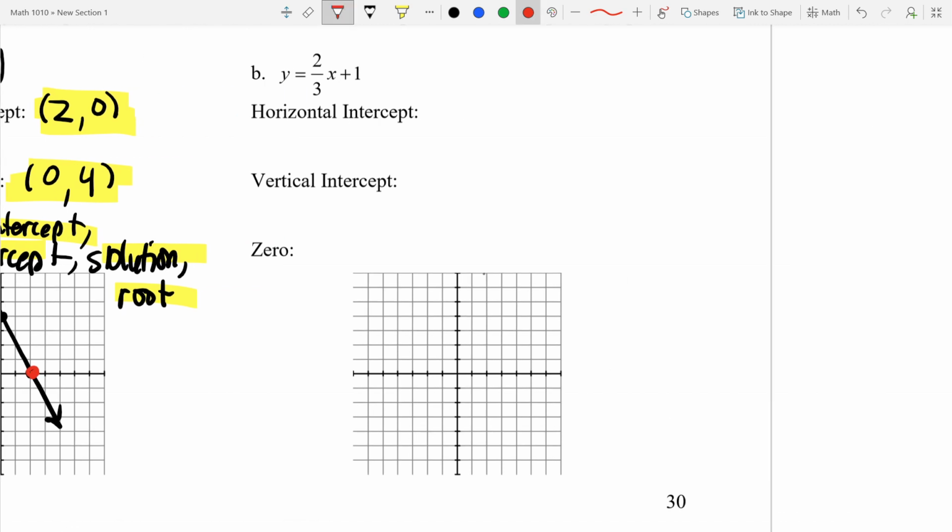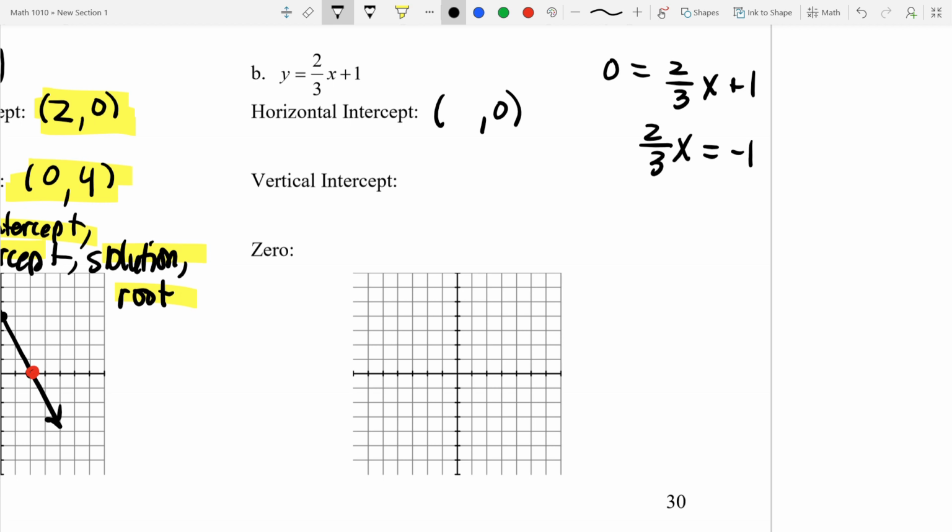Horizontal intercept. You guys, horizontal is x. So you let y be a 0. Now this is going to be a little bit tougher, so watch with me, okay? Everybody go 0 equals 2/3 x plus 1. Everybody in the room, shout out, what do I have to do right now? Everybody talk to me. Move your 1 over, right? So now I have 2/3 x equals -1.